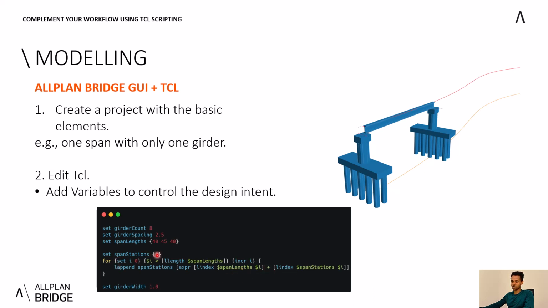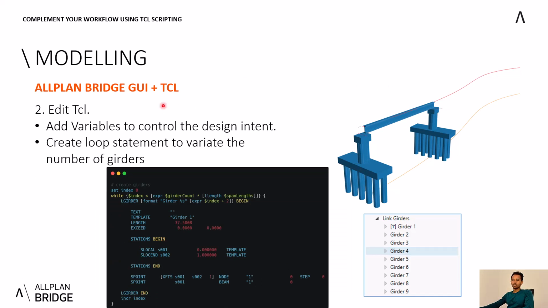This one is also at 0, so add these two. 40 plus 0 is 40, so it will be added here because you're saying append, so it will be appended at the end of this span station. 0 plus 40, 40, it will be appended here. 40 plus 45, 85, appended here. 85 plus 40, 125, appended here. So this would be a list of all the stations. Why we're doing that is because we want to place the piers at those stations.